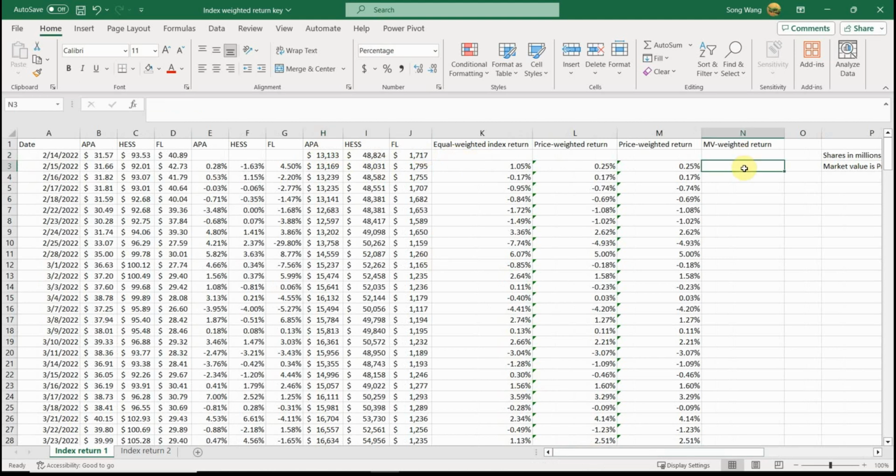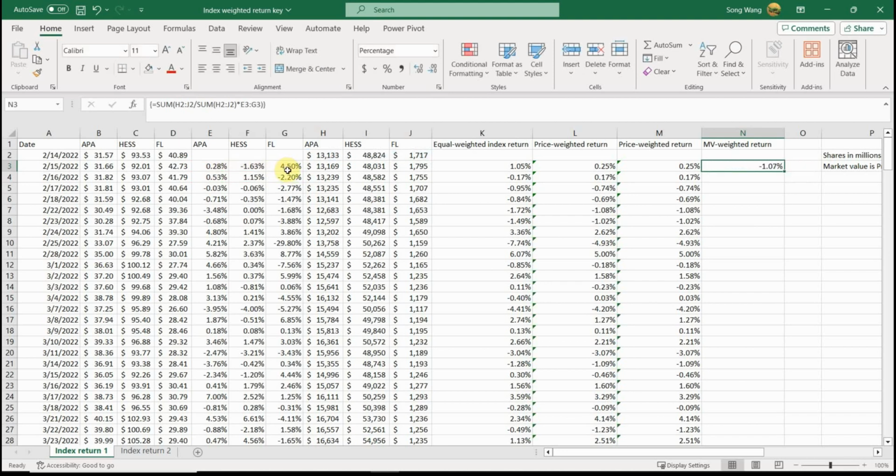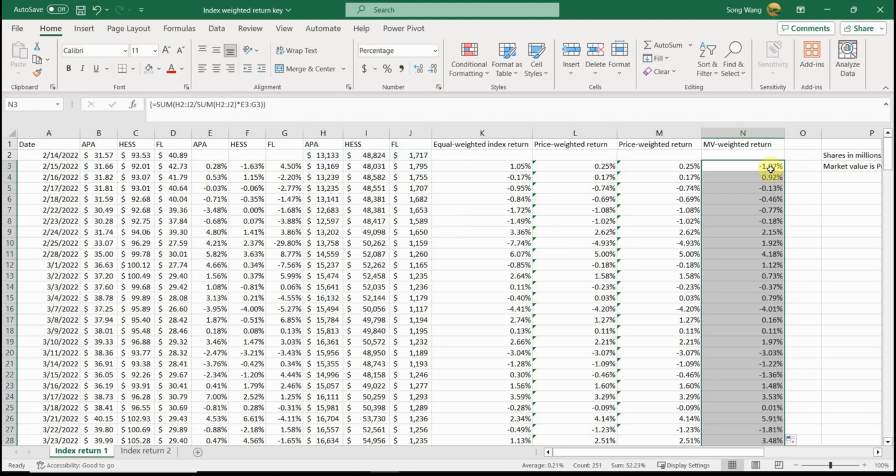Okay, to get the market value weighted return, you just need to use the weights based on the market value. So you're going to use each market value divided by the total, which is a summation of all the values here. All right, then multiplied by the returns of each stock. Okay, close the parentheses, Control-Shift-Enter, and then drag it all the way down.